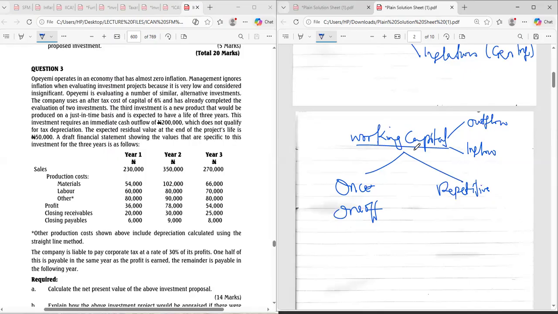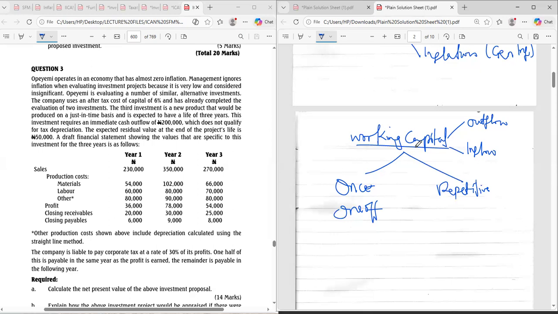Yes or no? Now, you want to pay salary, you need what? Money. That's an outflow, now you pay. You want to buy fuel, you need money, you go and collect money. That's an outflow, now you pay. Working capital is an outflow at the point where you are releasing that working capital for what? To cushion for that expenditure.